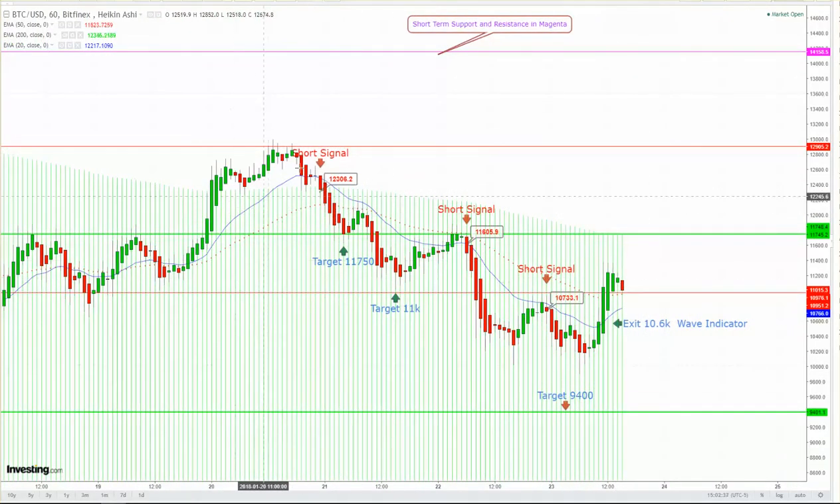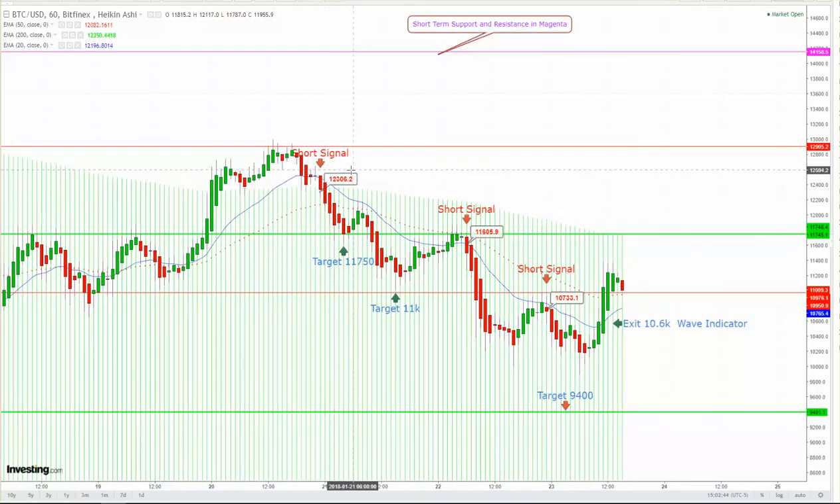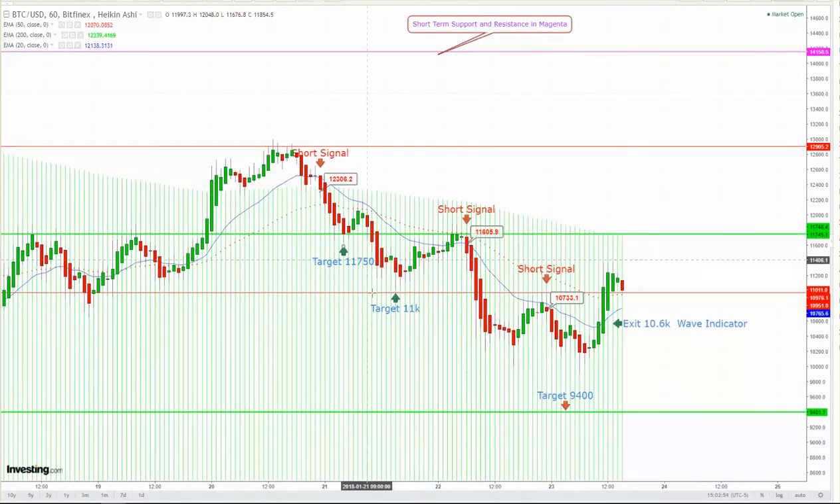Last week, the signals for the medium term and the short term came at around the same time, around the 12,300 range. You could have once again taken profits at 11,700, 11,000. Another short signal came in at 11.6 if you had taken profits around 11,000. And our target really was around 9,400. Here on a short-term trade, we exited at 10.6, a little bit faster of an exit than our medium-term swing trades. And what I'm really looking for is to go short again.